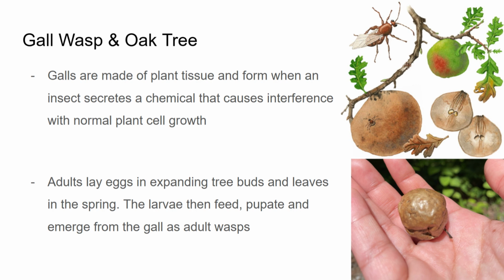Now, of course, the tree's individual branches or leaves may be affected. However, the overall tree is typically fine and will survive. So that's why it's somewhere in between commensalism and parasitism.